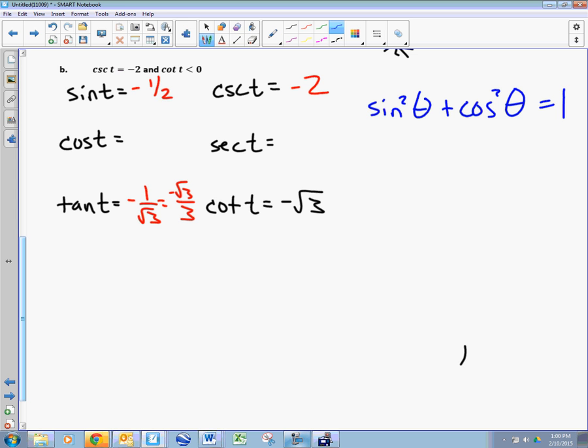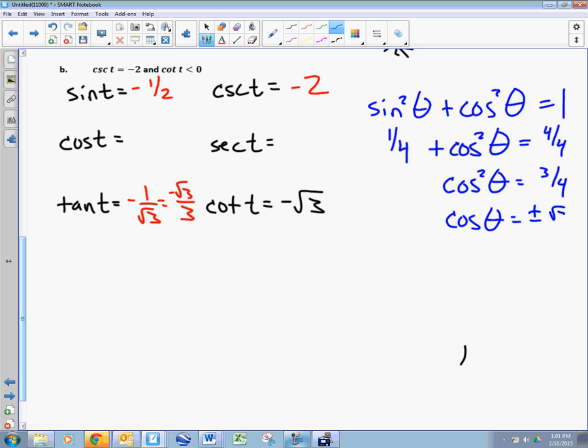What's sine squared? 1/4 plus cosine squared is equal to 4/4. Subtract the 1/4. Cosine squared is 3/4. You take the square root of 3, you take the square root of 4. So I have cosine of theta is equal to plus or minus the square root of 3 over 2. We decided, was it positive or negative? Positive. Root of 3 over 2.